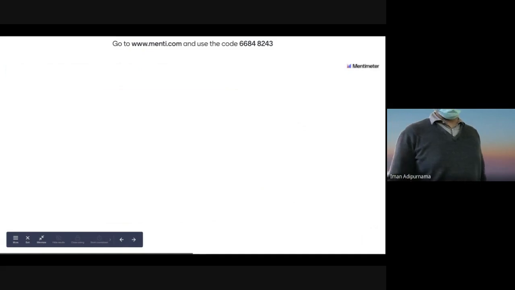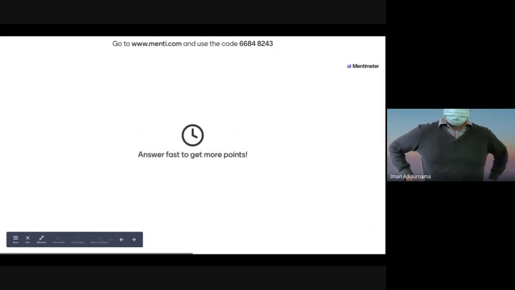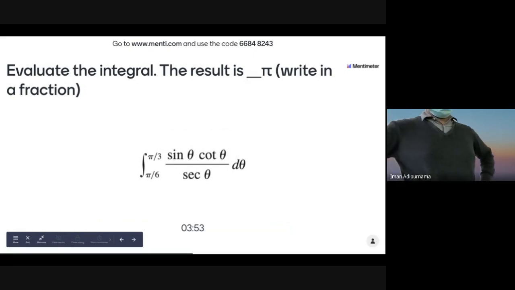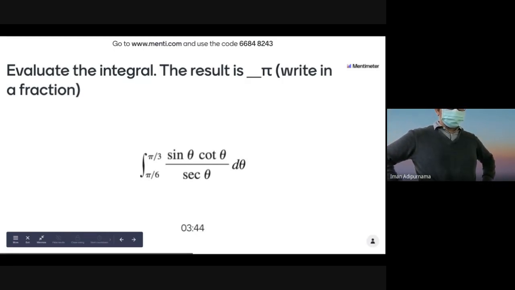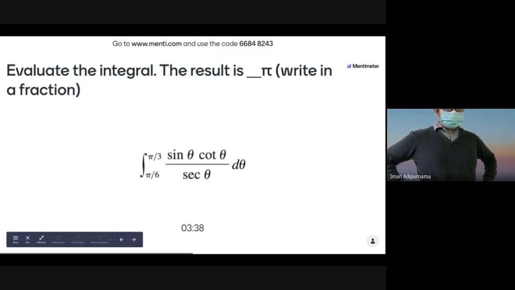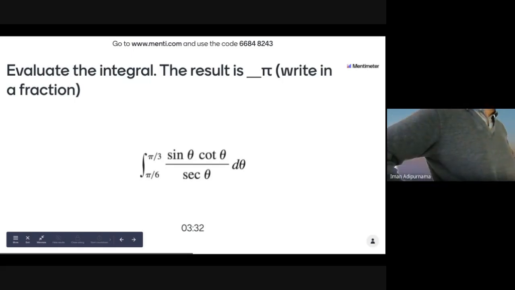Okay, calculus is difficult. I agree. Okay, number 2. Get ready. Okay, you need to write the result in a fraction. Okay, 3 minutes 30 seconds. I hope that's enough to find it.